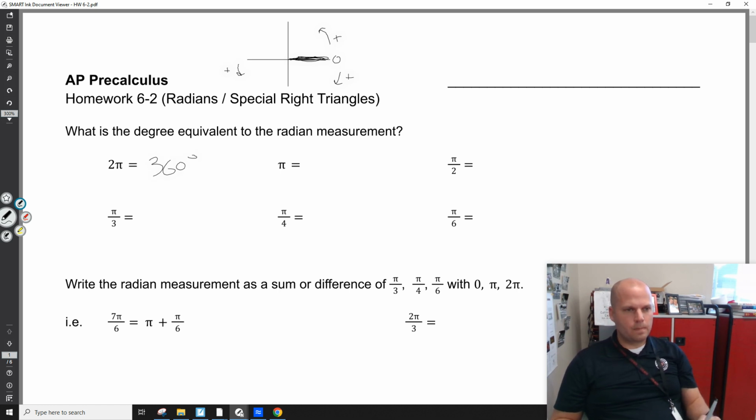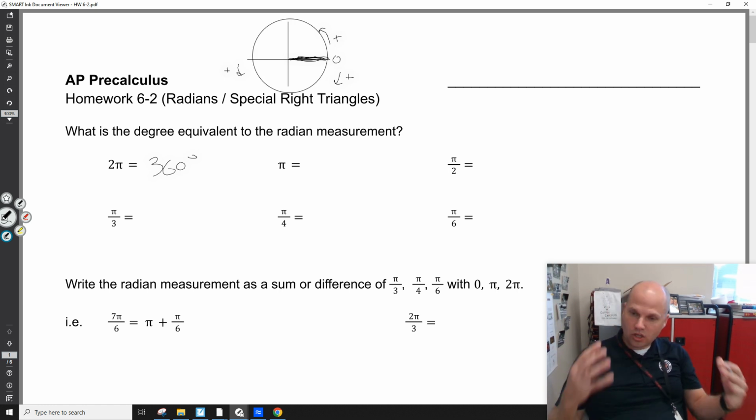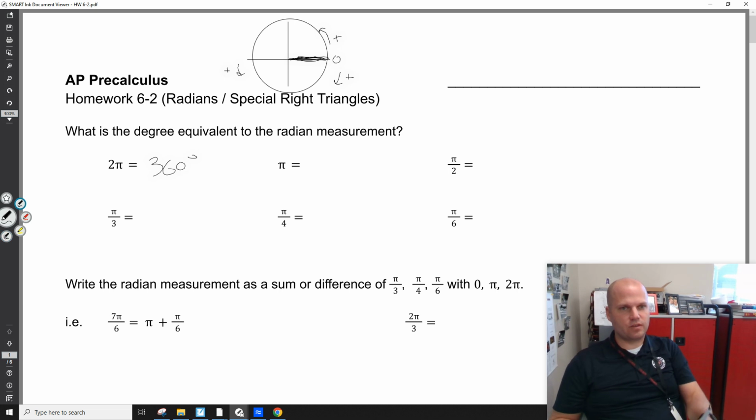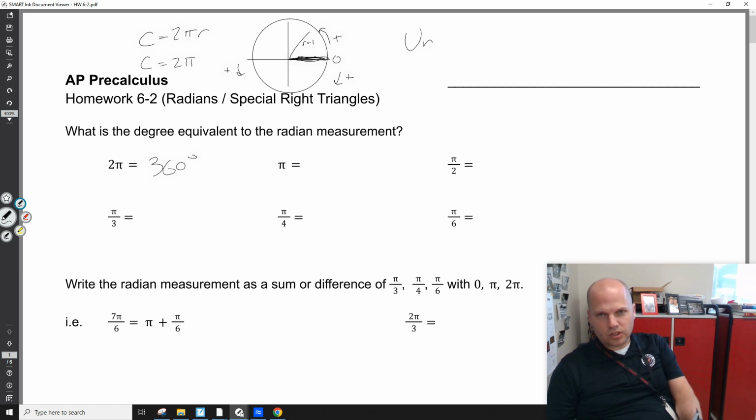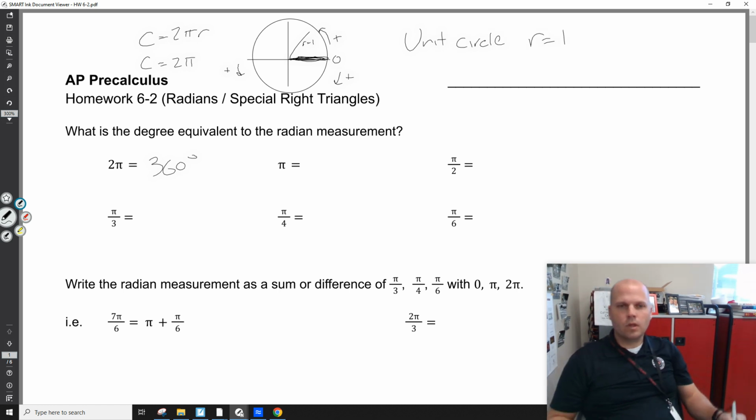Why? Because we are talking about a length, an arc length, or a circumference around a circle with a radius of 1. If you calculate the circumference of a circle with a radius of 1, the circumference formula is 2 times pi times r. The circumference of a circle with radius 1 is 2 pi. So we say this arc length of this unit circle is 2 pi. So we say 2 pi radians is equivalent to 360 degrees.